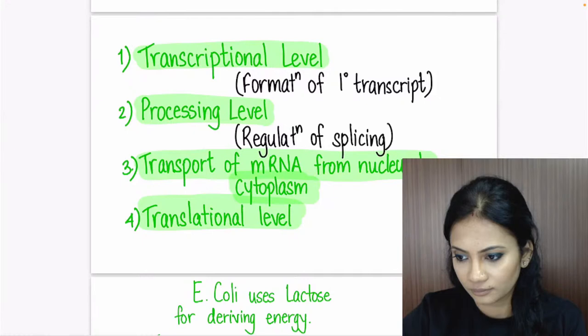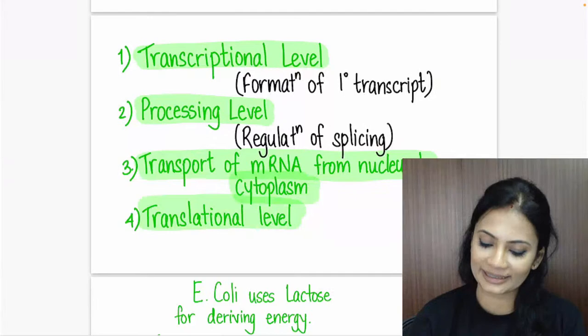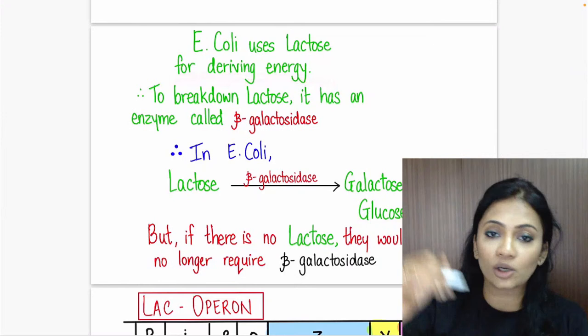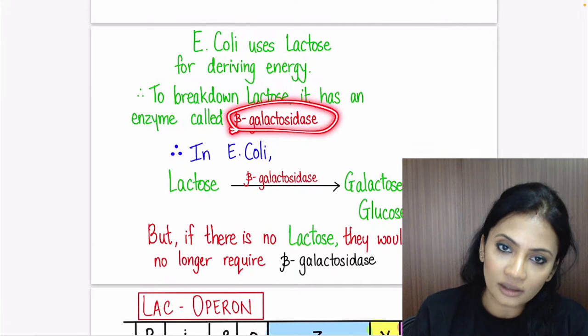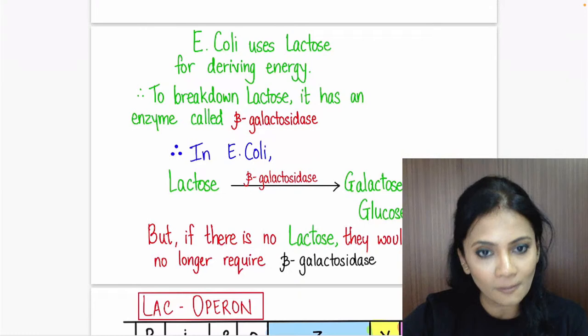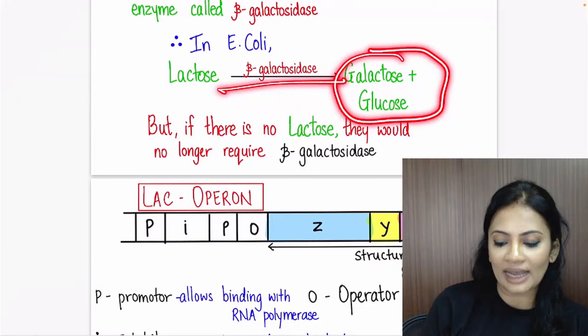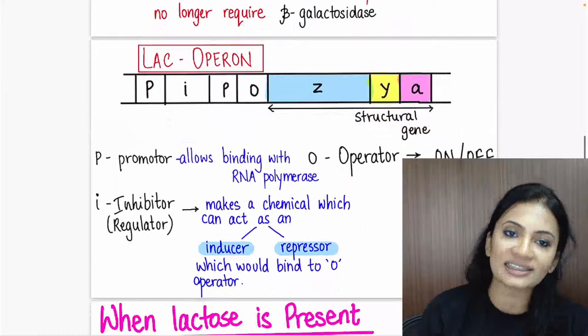Perfect. Now, E. coli uses lactose for energy. E. coli is a very smart bacterium. If lactose is present, it will make the enzyme so it can metabolize lactose. If lactose is not present, it will not make the enzyme. In E. coli, lactose is converted to galactose and glucose. But if there is no lactose, it will not make the enzyme because it is a smart bacterium.